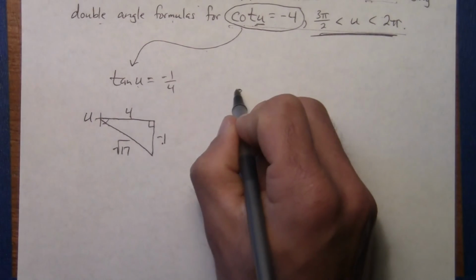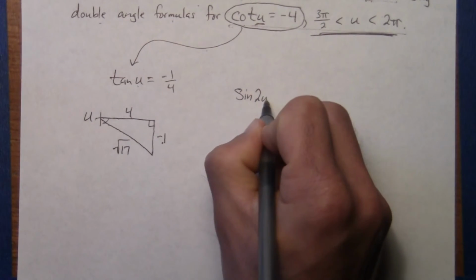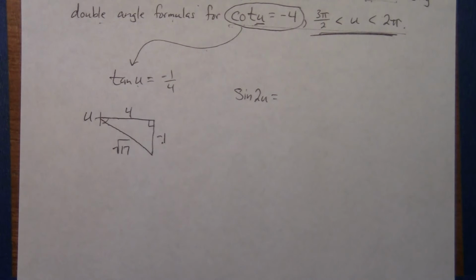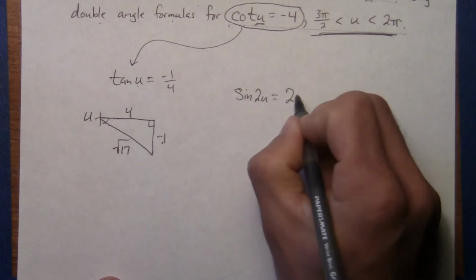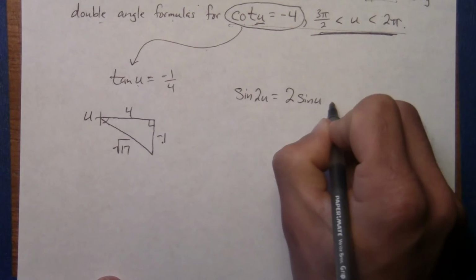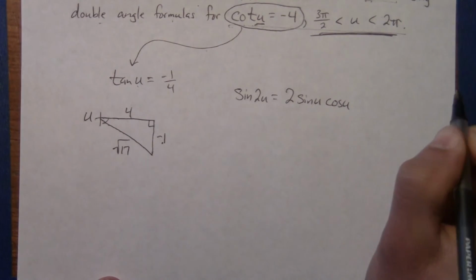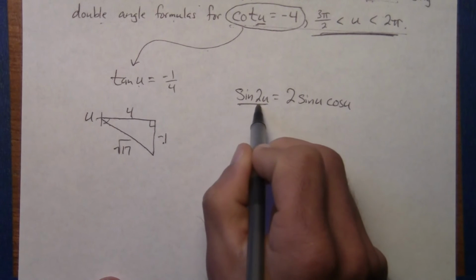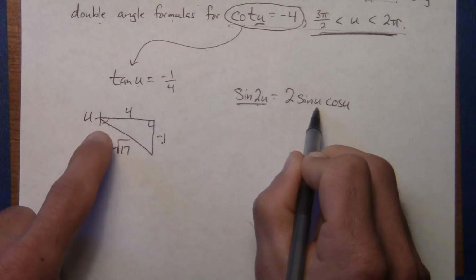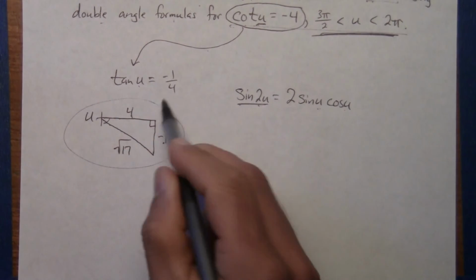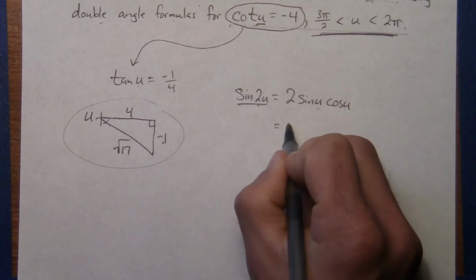Now, how do I find the sine of 2u? Well, look at its identity. The sine of 2u is actually equal to 2 times the sine of u times the cosine of u. So even though I'm trying to find the sine of 2u, it uses u, which means I can use that triangle. So this is going to equal 2.